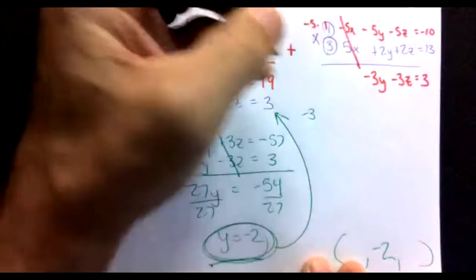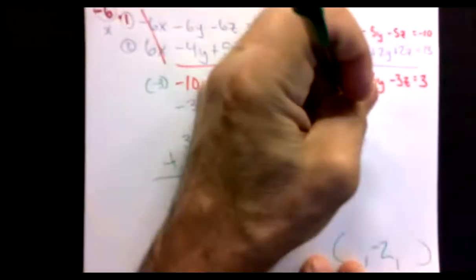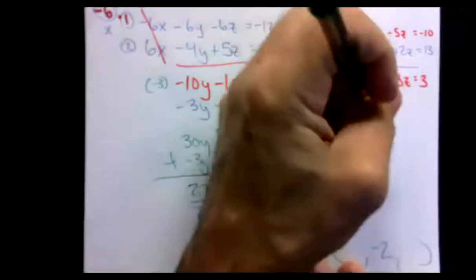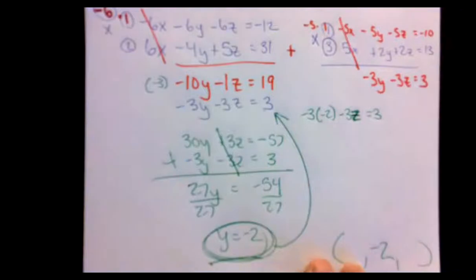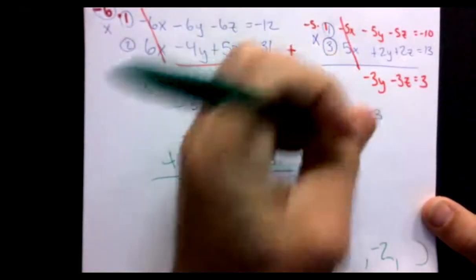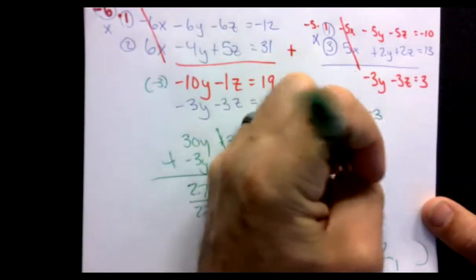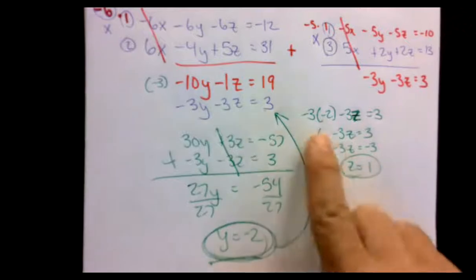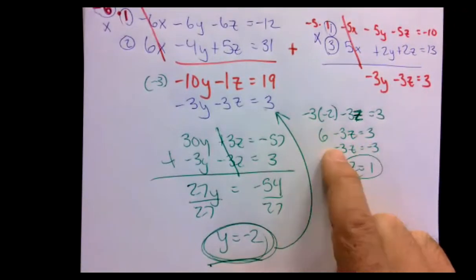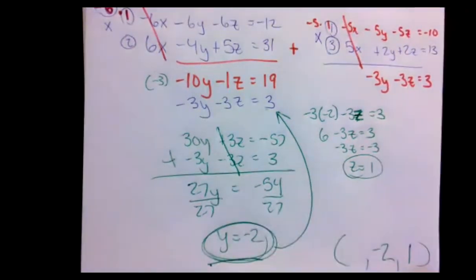So negative 3 times y, which is negative 2, minus 3z equals 3. And then I'm going to solve that for z. Just basic algebra. I multiplied negative 3 times negative 2, subtract 6 from both sides, divide by negative 3, and z is 1.